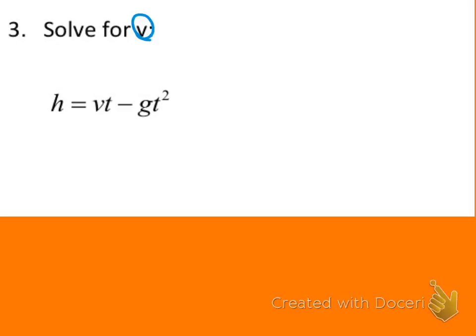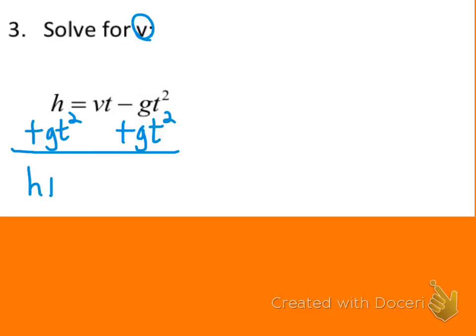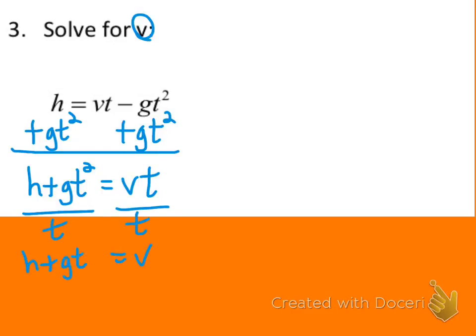Okay, I want to get the v by itself. So what I'm going to do right now is add gt squared to both sides, because that'll get the v term by itself, the vt. So if I add gt squared to both sides, that'll leave me with h plus gt squared equals vt. Now I'm just one step away. To get the v by itself, I can just divide both sides by t, and that's it. So the t's will cancel out here. Those t's will cancel out. So v is equal to h plus gt squared all over t.